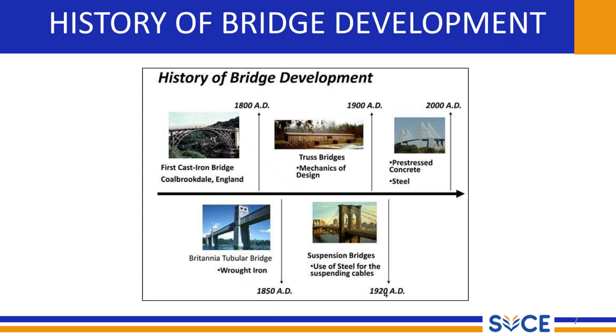So here we can see the evolution of the bridges. In 1800 AD, the first cast iron bridge was built, and the next came in 1900, the evolution of the truss bridge. In 2000 comes the evolution of the pre-stressed concrete bridge. Then we have this bridge built with iron, and later we have this suspension bridge in which steel is used as suspended cables.